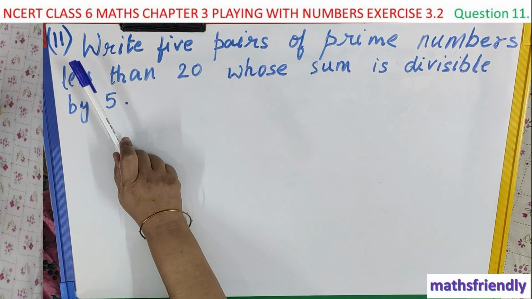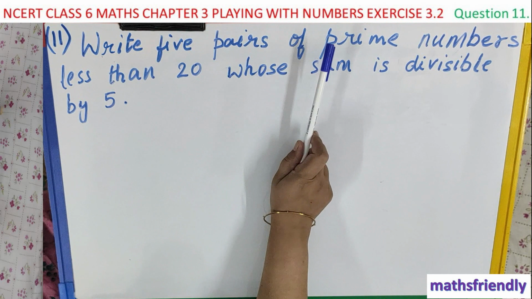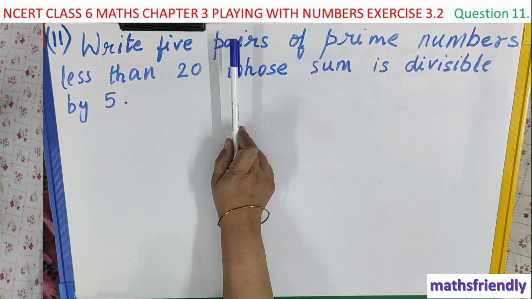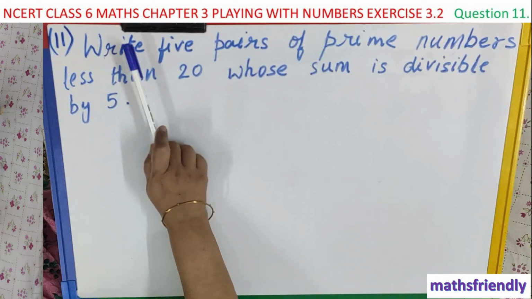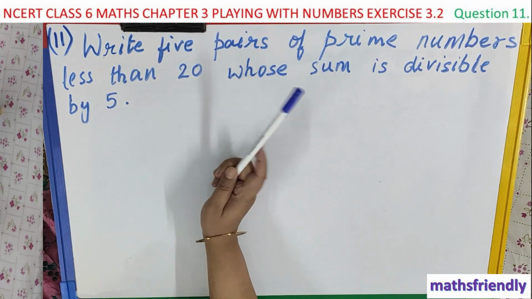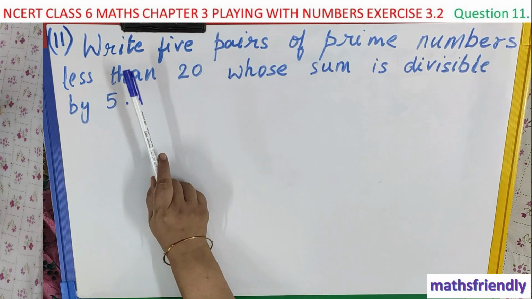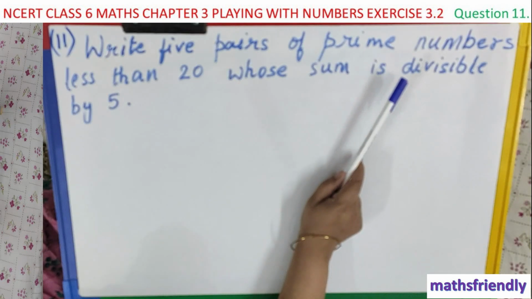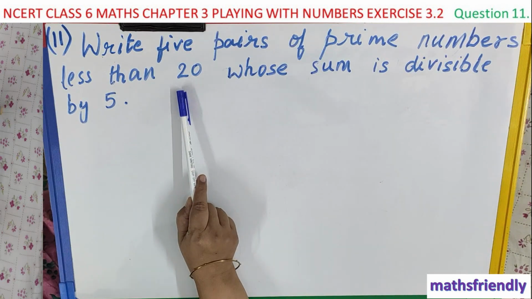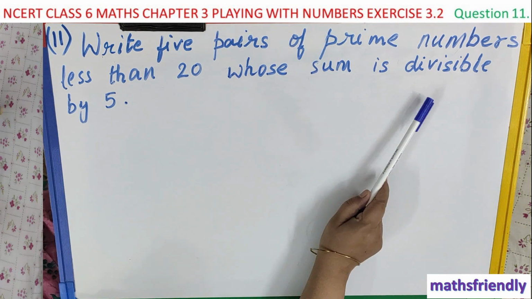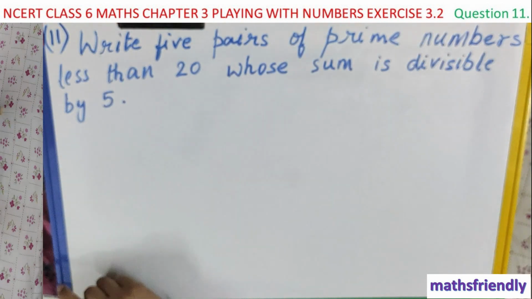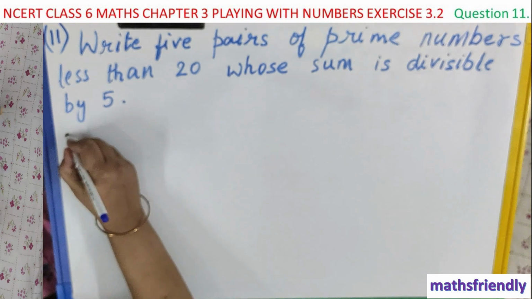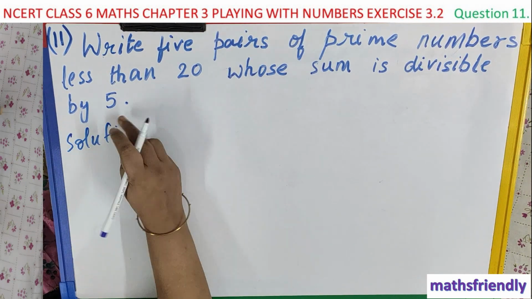In today's class we will do question number 11 of exercise 3.2 from chapter 3, which is Playing with Numbers, from 6th class Maths NCERT book. Now let us see what the question is. Write 5 pairs of prime numbers less than 20 whose sum is divisible by 5. So, the solution of this question.